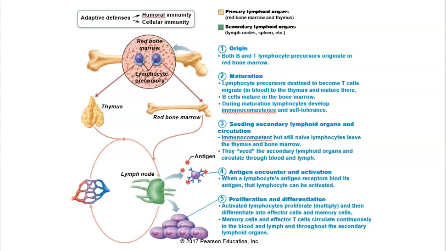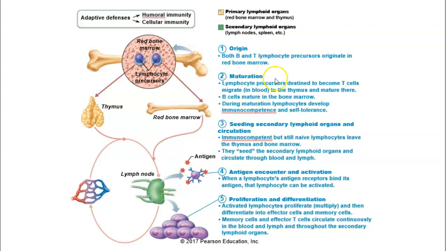I'm starting on slide 10 of our PowerPoint in adaptive immunity. When we see this image, what we're looking at here is the process of activation of B cells and T cells. B cells and T cells both are going to originate here in the red bone marrow. And then as you see these arrows and follow along, you see that they move either to the thymus or stay in the red bone marrow.